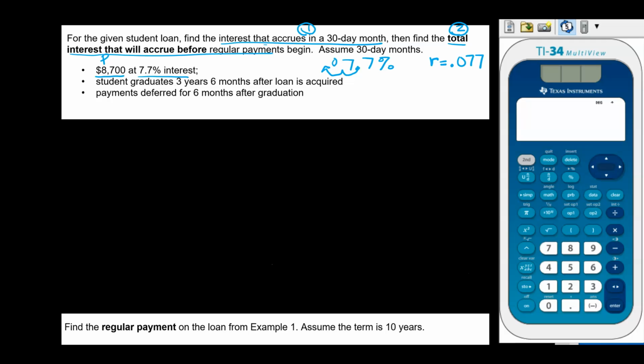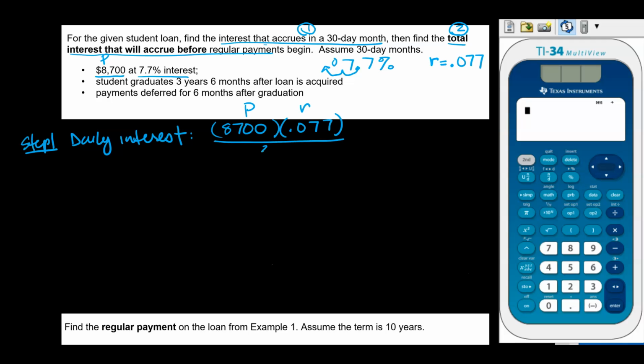If we want to find the interest that accrues in 1 month, step 1 is we're going to find the daily interest. We're going to do that by using the formula that I showed you on the previous page. We take the principal, which is 8,700, and multiply that by the rate, so P times r, and divide it by 365.25, the number of days in a year. And then we get 1.83408. It's a long number.